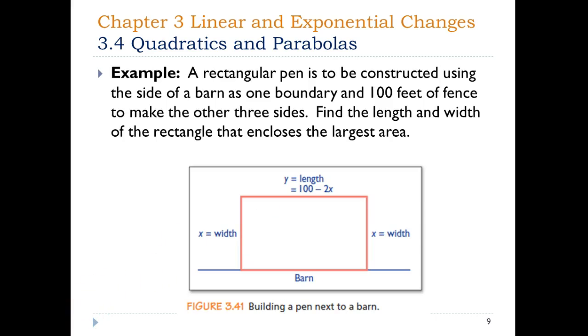Example. A rectangular pen is to be constructed using the side of a barn as one boundary and 100 feet of fence to make the other 3 sides. Find the length and width of the rectangle that encloses the largest area.